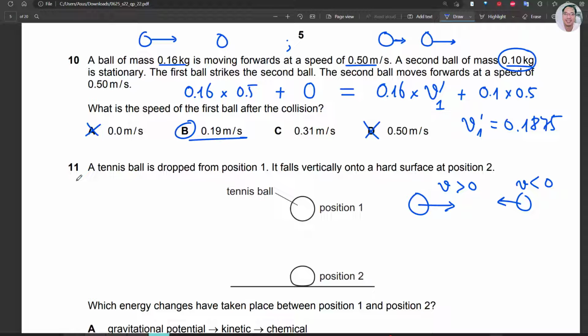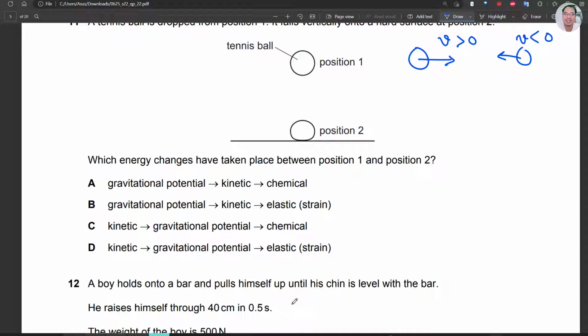Question 11. A tennis ball drops from position 1. It falls vertically onto the hard surface at position 2. Which energy changes have taken place between position 1 and 2? B. Potential, kinetic, elastic strain. But this topic we learned in school very recently, but he told us that this won't be in the test. Okay. Anyway, it is elastic strain.